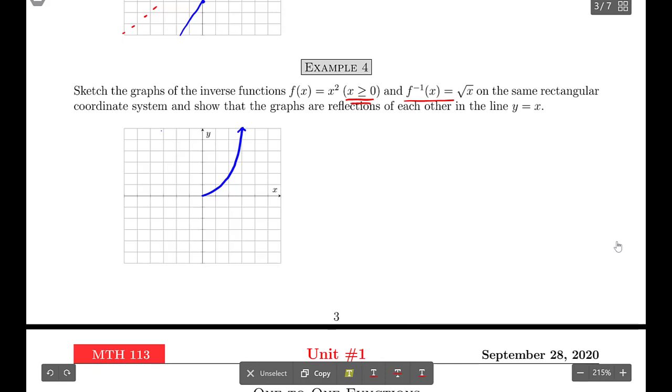Then we have the graph of f inverse, which is the square root of x, which looks like this. And we can see that those are inverses of one another. Again, if we draw the line y equals x through there, it is a reflection about the line y equals x.